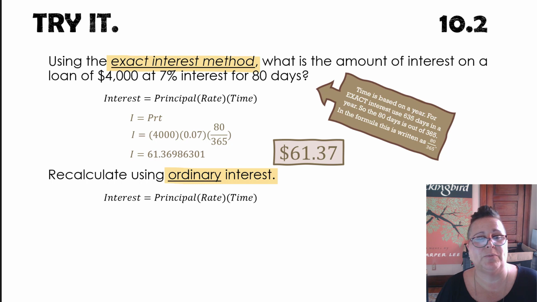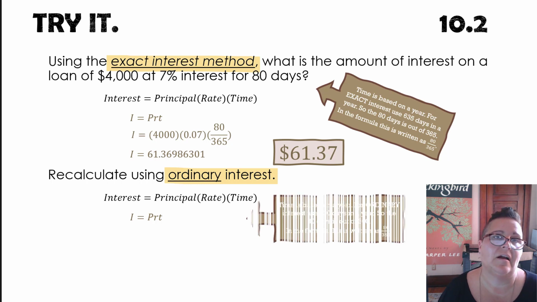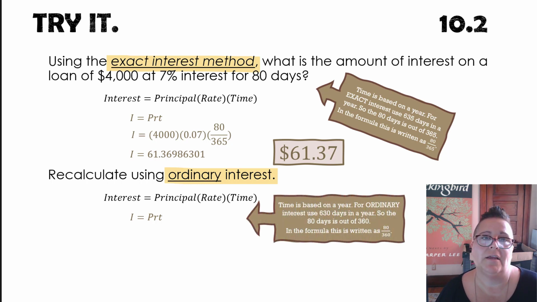All right, so same basic formula. Interest is principal times rate times time, or I is equal to PRT. This time, if time is based on an ordinary interest, then we use 360 days in a year, not 630. Oh man, how did I turn those numbers around? Okay, I'll have to fix that, repost. Not going to repost the video. I'll repost the PowerPoint.